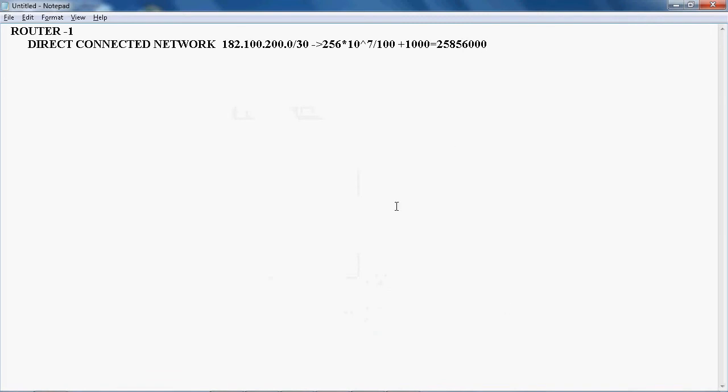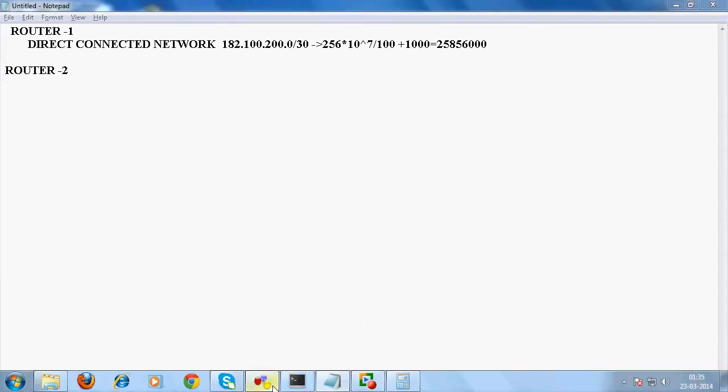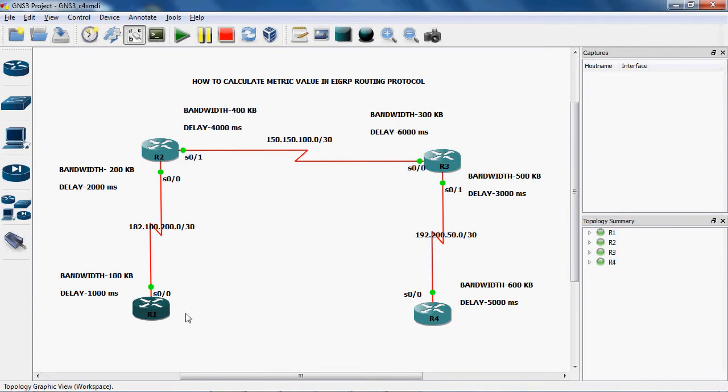Okay, now we can go to the R2 router. In the R1 router there is only one directly connected network, that is 192.100.200.0/30. This directly connected network is connected through which port? Serial 0/0. In this port we can assign the bandwidth and delay. So the bandwidth is 100 kilobytes and the delay is 1000 milliseconds.